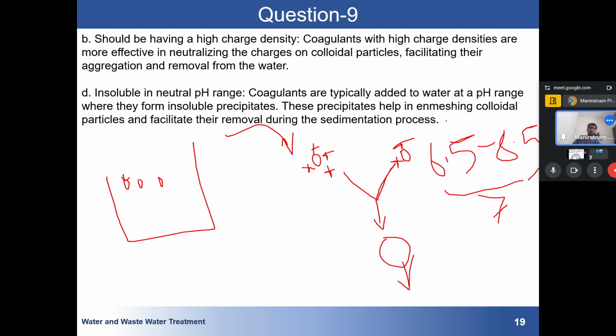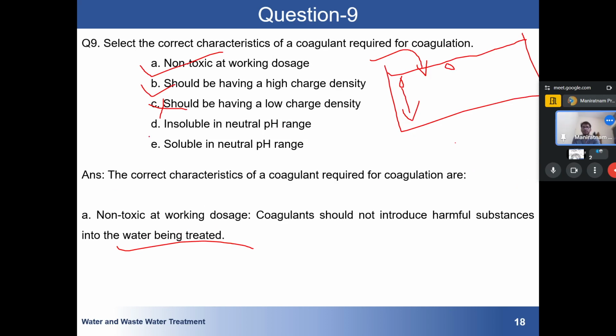They precipitate, help in enmeshing the colloidal particles, and facilitate their removal during the sedimentation process. My main target is to make these suspended colloidal particles settle down by changing their chemical property, or by making them stick together anyhow. So this option is also correct.